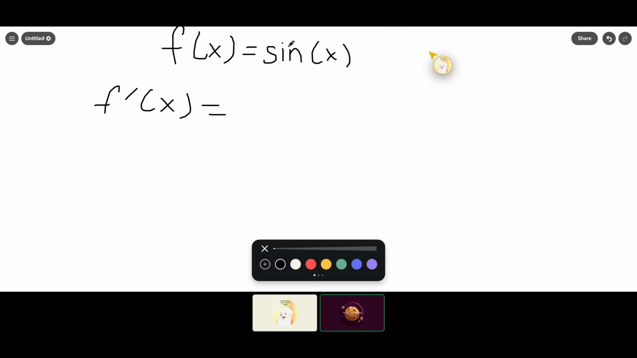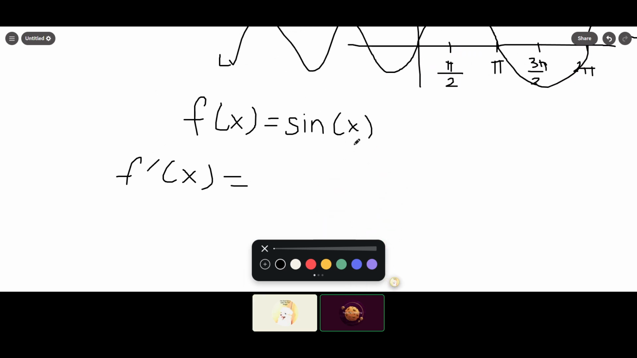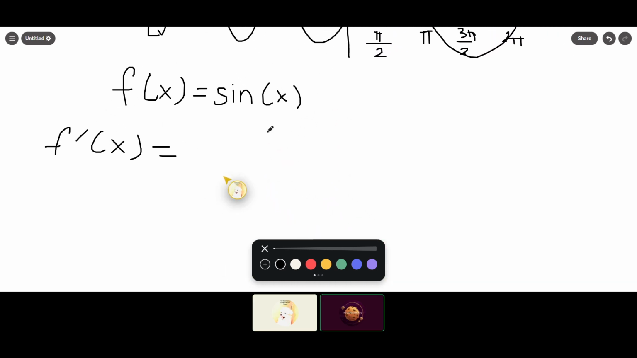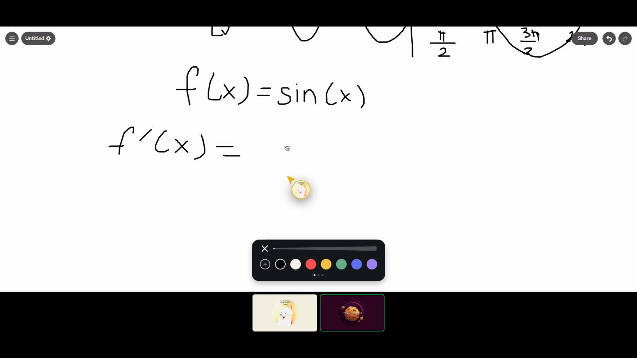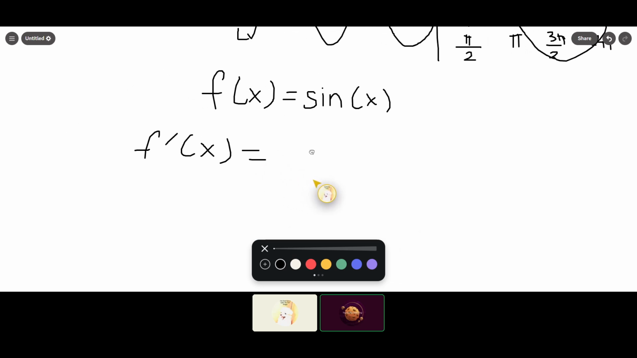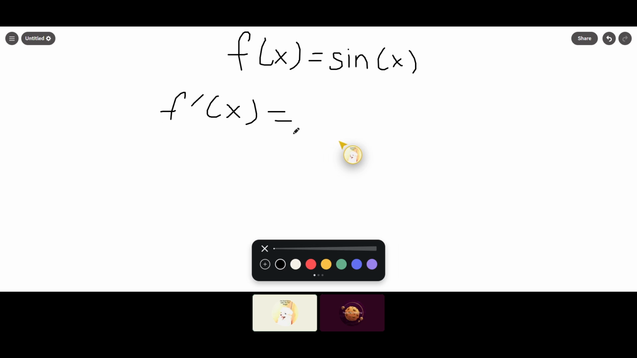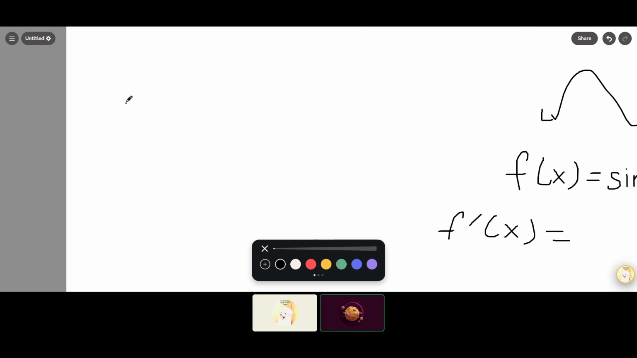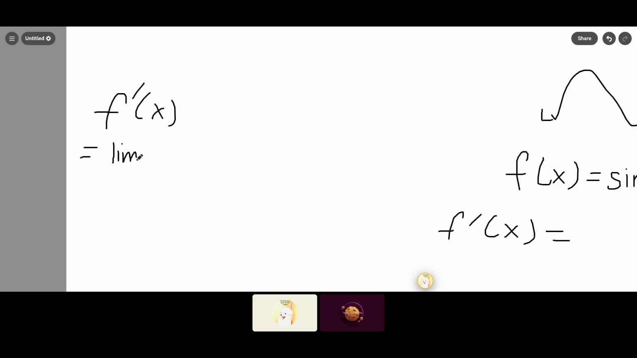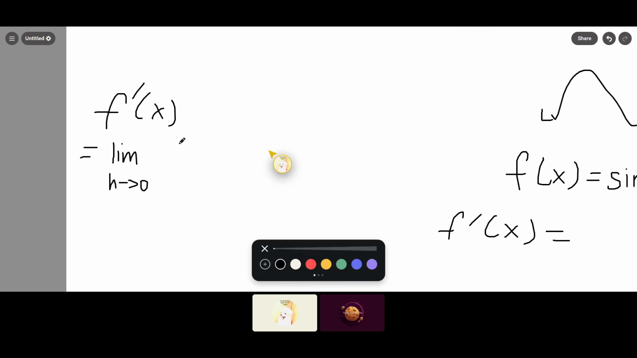So now we're going to be proving the derivative of sine x using the limit statement. So Gaucho, why don't you tell me what the formal definition of a derivative is using limits? I'm going to write that off to the side. So f prime of x is equal to the limit as h approaches 0 of what, Gaucho? Of a change in slope in a line.